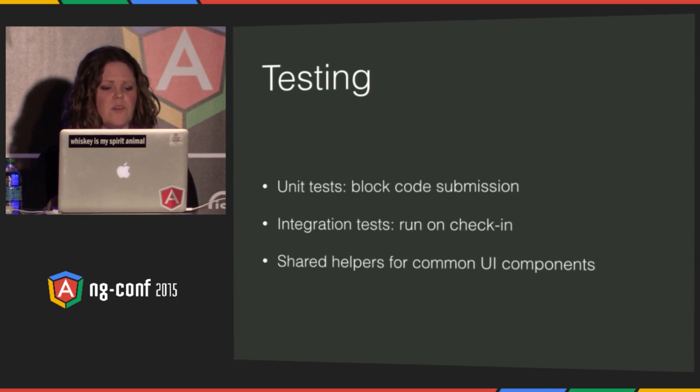We found it really helpful to have shared helpers for some of our common UI components. This is particularly helpful on the Protractor side. If you have some widget that has a really complex DOM structure, it's helpful to publish those selectors and maybe some helper methods so that your feature developers can write integration tests more quickly. That also gives you a nice abstraction layer, so if you change that widget, you can also change the test helper.